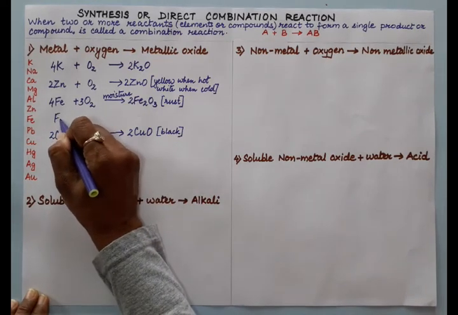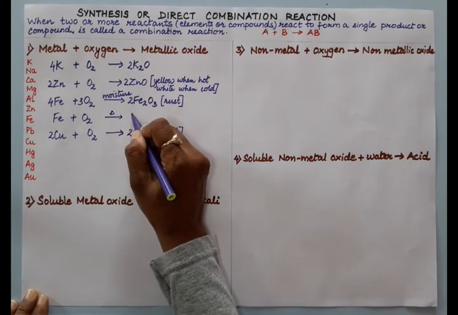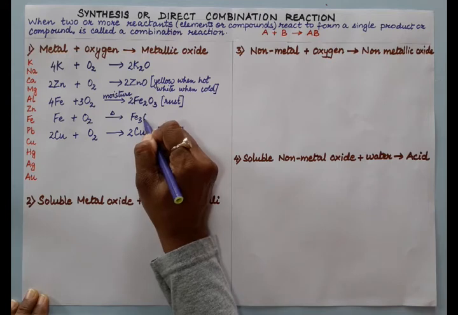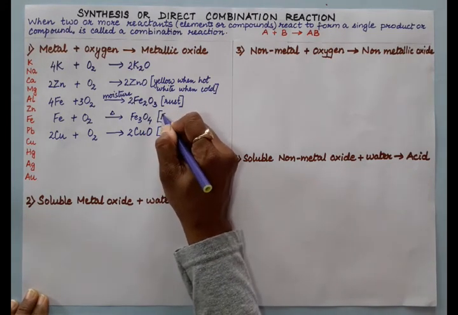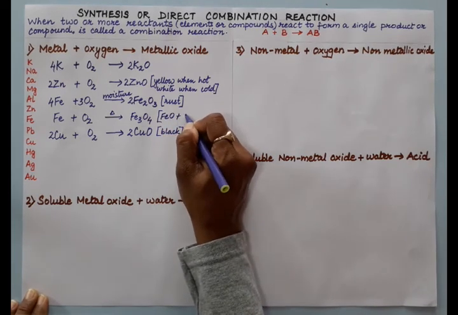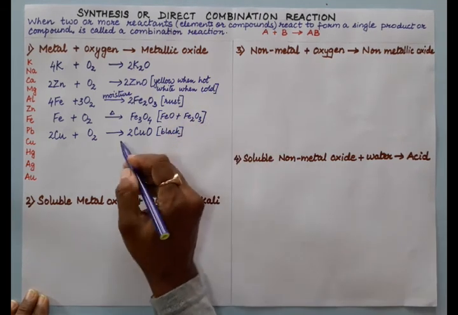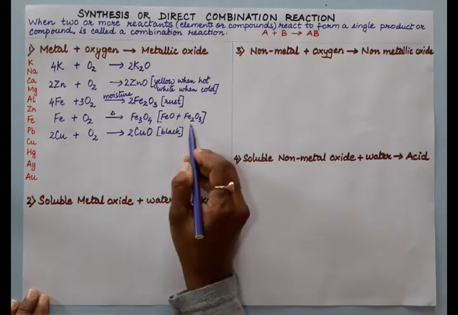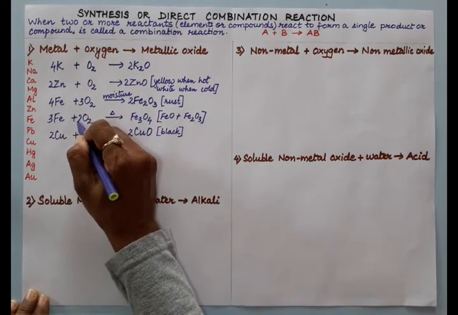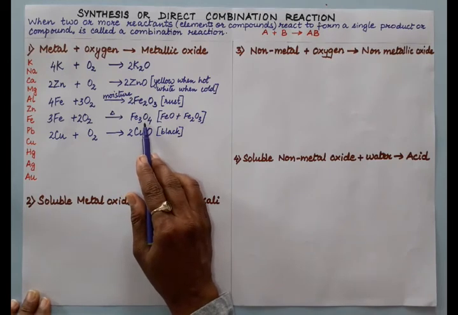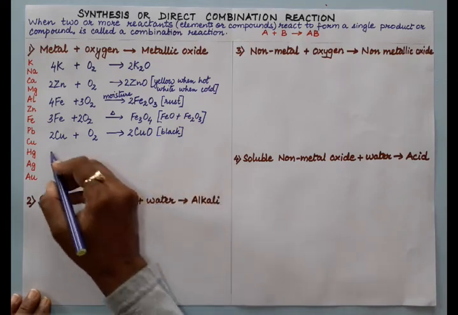Now when iron reacts with oxygen and is heated very strongly, we get triferric tetraoxide, Fe3O4. Triferric tetraoxide is a mixture of ferrous oxide and ferric oxide. See here, 2 plus 1 is 3 and 3 plus 1 is 4. So if we balance, this is how we have to balance. Triferric tetraoxide is a mixed oxide, a mixture of these two oxides, because iron has variable valency.